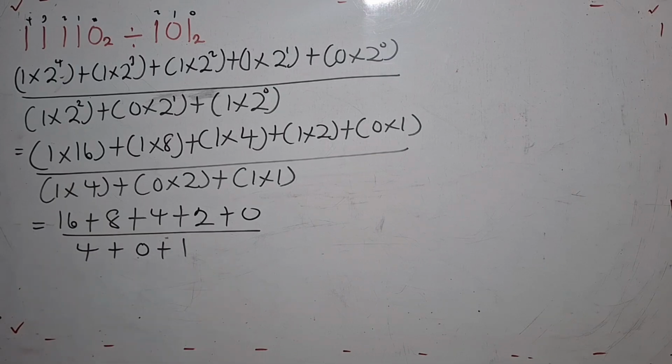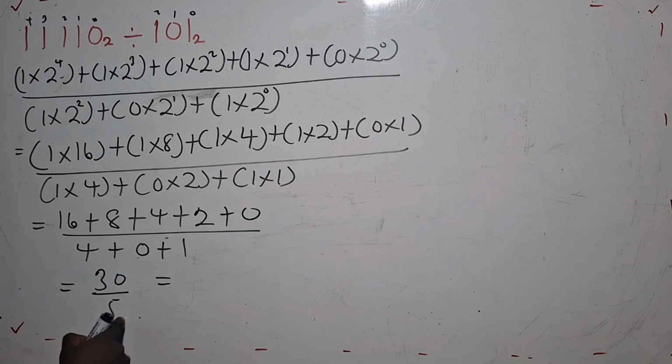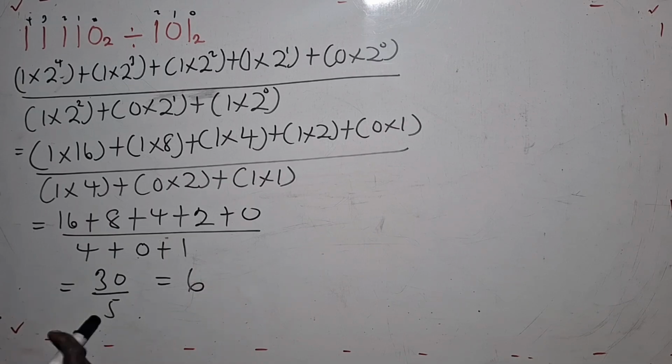Now what do we have here? We have 16 plus 8 plus 4 plus 2 plus 0, which gives us 30, and 4 plus 0 plus 1, which gives us 5. So 30 divided by 5 will give us 6. Now we've gotten 6. Meanwhile, the base we are working in is base 2. So we can't accept this 6 in base 2, and we have to use the table to change it to base 2.